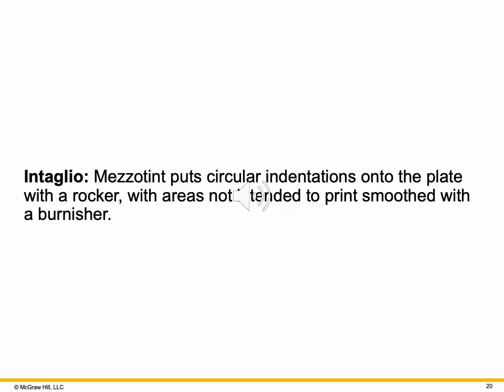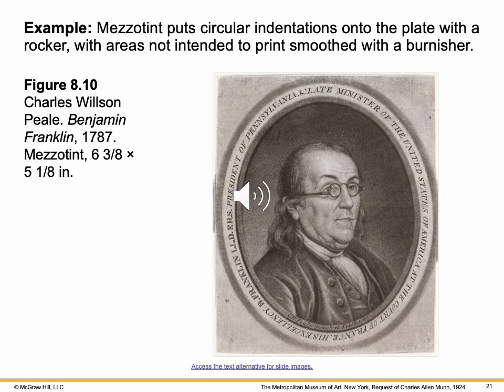Intaglio. Mezzotint puts circular indentations into the plate with a rocker, with areas not intended to print smoothed with a burnisher. The grainy appearance of Charles Wilson Peale's Benjamin Franklin portrait is the result of mezzotint's roughening and smoothing process.